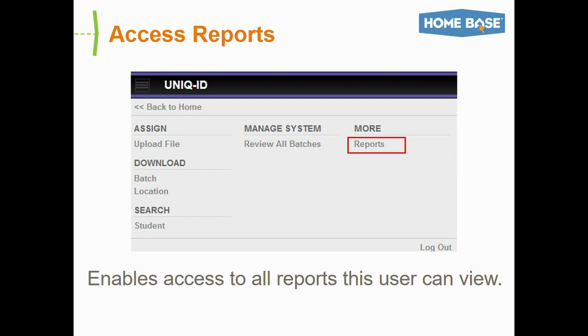So now that we've talked about how to search for students, we wanted to point out that UID actually has a reporting functionality built into it inside the UID system. To get to the reports page, you would just click on the menu button in the upper hand portion of the screen. And once the drop-down menu is presented, navigate to the More subsection and click on Reports.